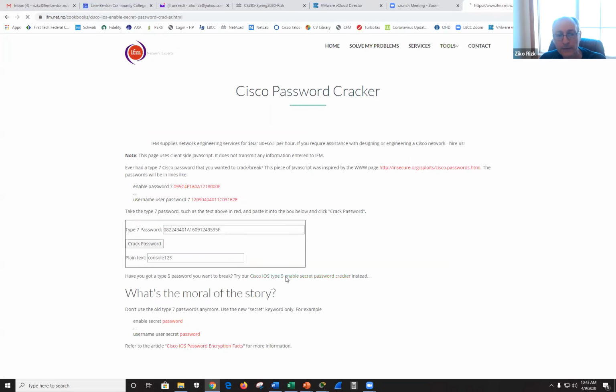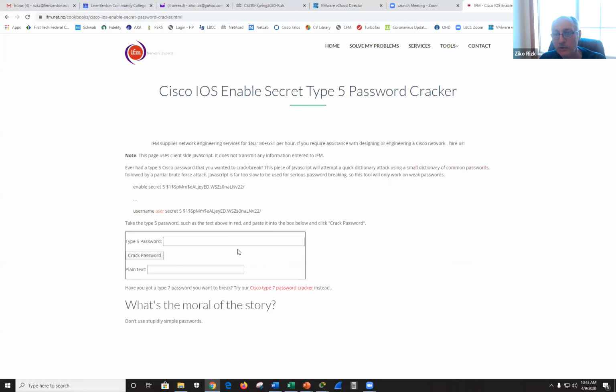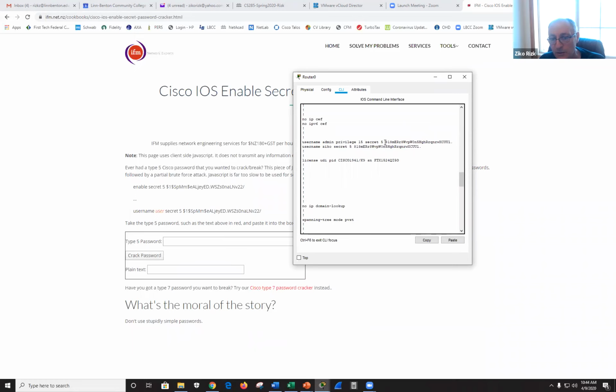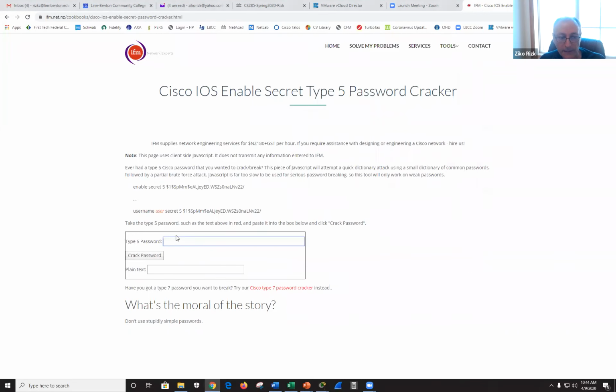So let's do 5. If you remember, we said 5 is much more secure. It uses 128-bit hashing key. So let's go back here and let's grab one of the 5. Here it is, this whole string all the way, including the dot. This is not the end of the sentence. This is a part of it. Copy and come back over here. And it says type 5 and crack. Wow. Okay, that's pretty scary. Okay, it's more secure. It's not much more secure.